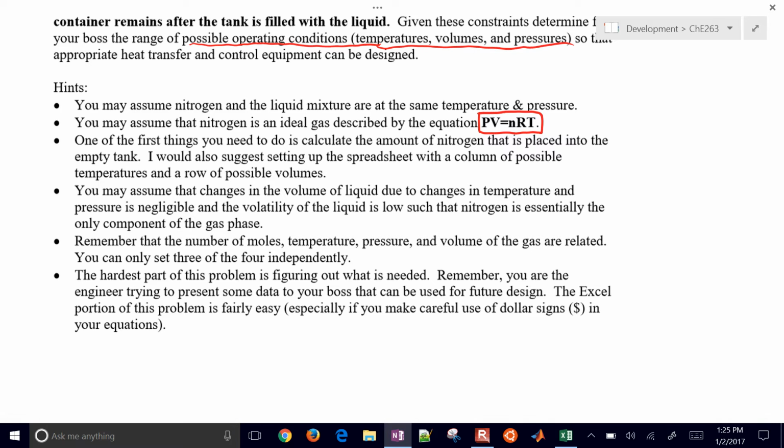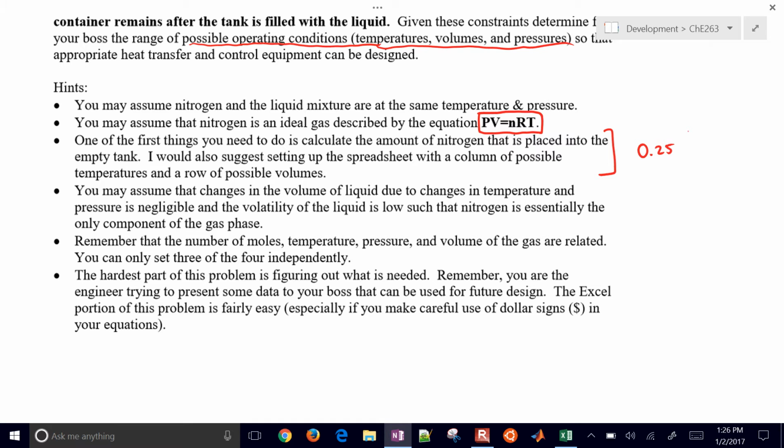One of the first things you need to do is calculate the amount of nitrogen that is placed into the empty tank, because the gas volume is going to be about a quarter of that after you initially fill it with the liquid. That will help us determine how much nitrogen is in the tank. You can also assume that changes in volume of liquid due to changes in temperature and pressure are negligible, so temperature doesn't affect the density of the liquid. And the volatility of the liquid is low, such that nitrogen is essentially the only component of the gas phase. So there's not much of that liquid that's going to vaporize and contribute to a partial pressure in the gas phase.